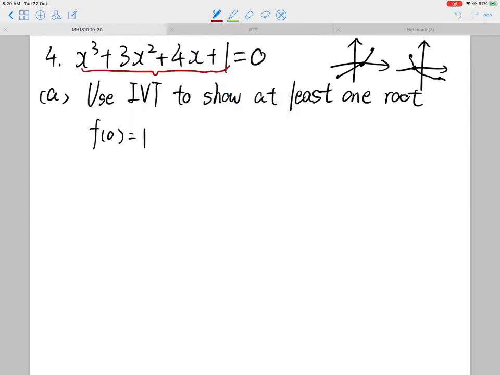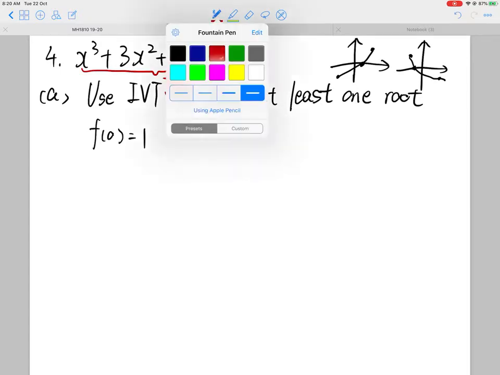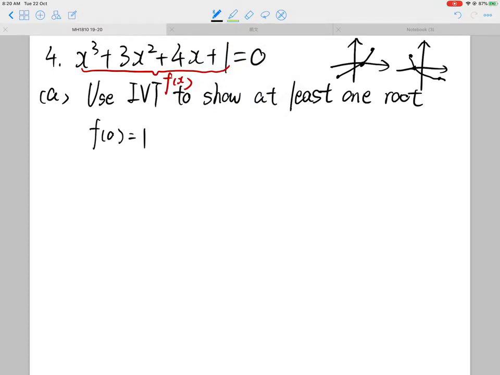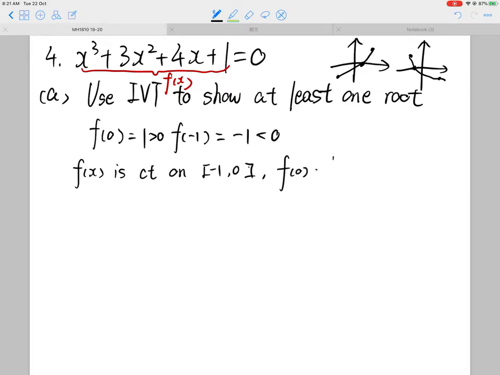f(0) is 1. This is your f(x). So first part, f(0) is 1. And second part, now you have a positive number, you want a negative number, so probably you can try f(-1). If you do the calculation, f(-1) is negative 1. It's smaller than 0, and this part is greater than 0. So the function is continuous on this closed interval from negative 1 to 0, and f(-1) and f(0) have different signs. One is positive, one is negative, so the multiplication is negative.